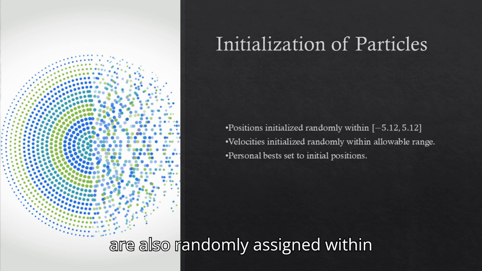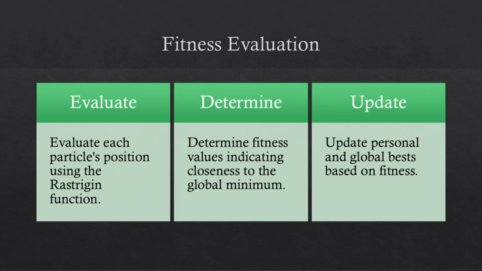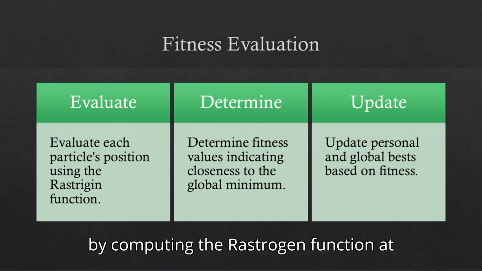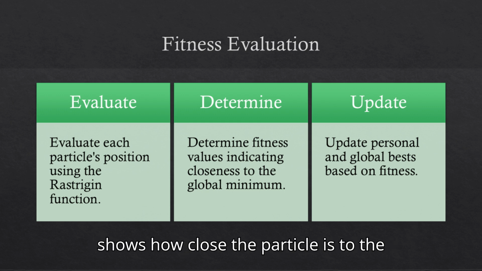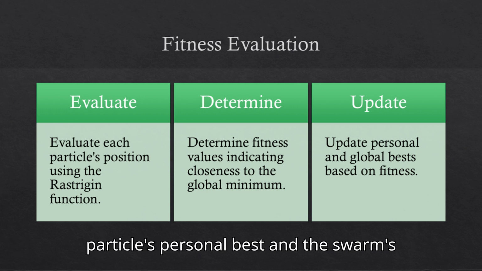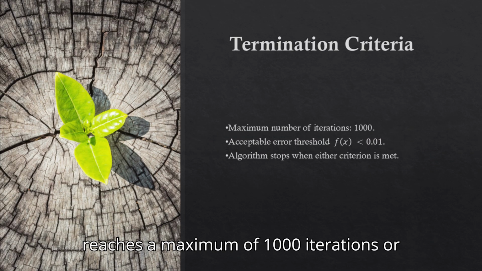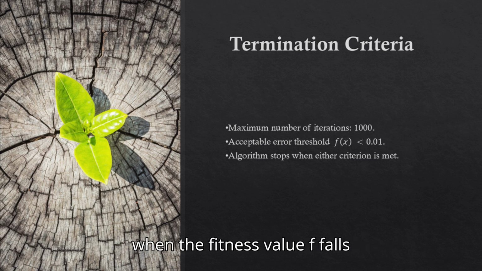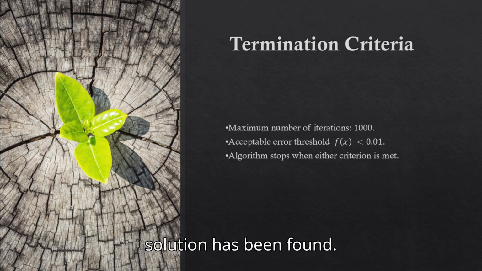Velocities are also randomly assigned within acceptable bounds. Initially, each particle's personal best position is set to its starting position. We evaluate the fitness of each particle by computing the Rastrigin function at its current position. This fitness value shows how close the particle is to the global minimum. We then update each particle's personal best and the swarm's global best accordingly. The algorithm will terminate when it reaches a maximum of 1,000 iterations or when the fitness value f of x falls below 0.01. Meeting either condition signifies a satisfactory solution has been found.